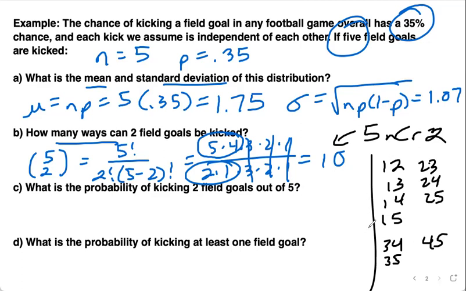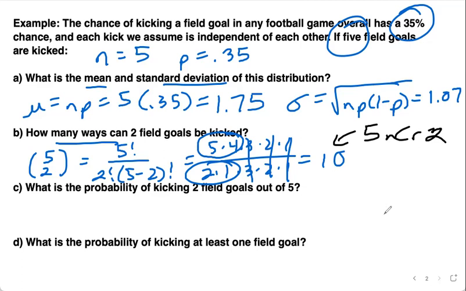different ways. That's the combinations. You could get 2 out of 5 field goals. Again, 2 field goals made out of 5 attempts. Although I don't expect you to write out all those combinations, but there they were.